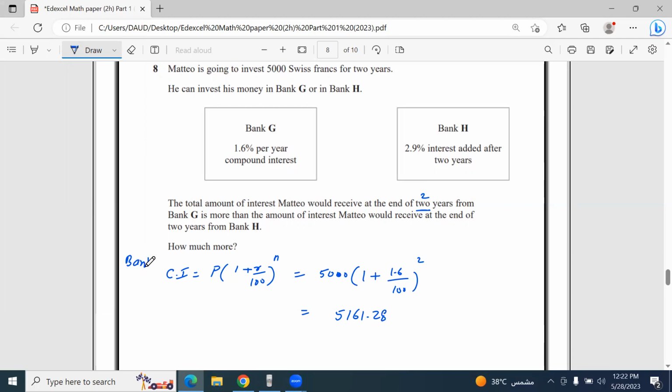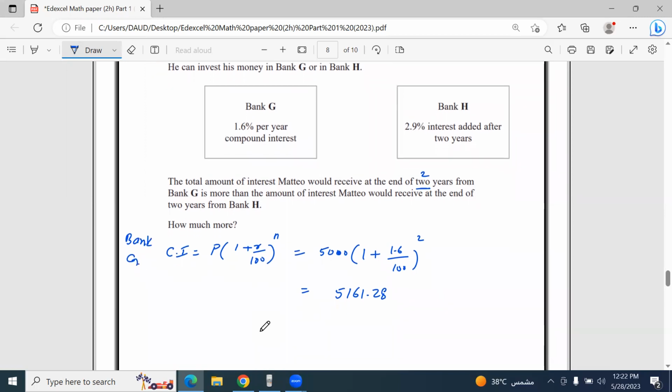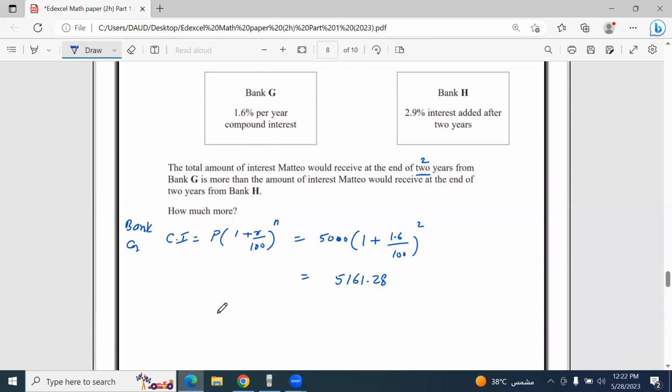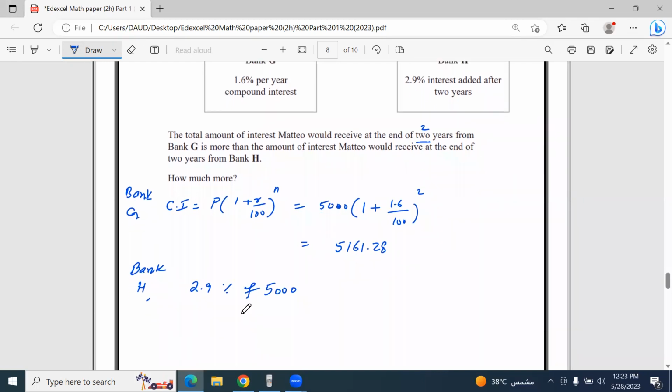Now we will try to find out the value for bank H. Bank H offers 2.9% interest after 2 years on the value of the deposit, which means 5,000. So now we will work on bank H. That gives us 2.9% of 5,000. So we will see how much this amount is. So 2.9 over 100 multiplied by 5,000.